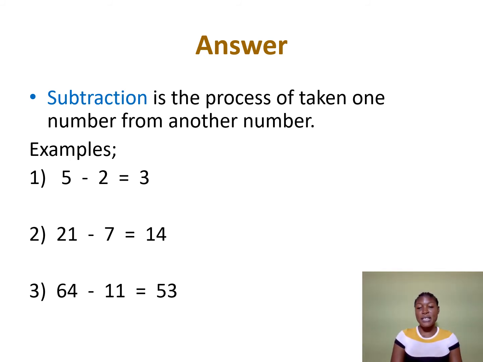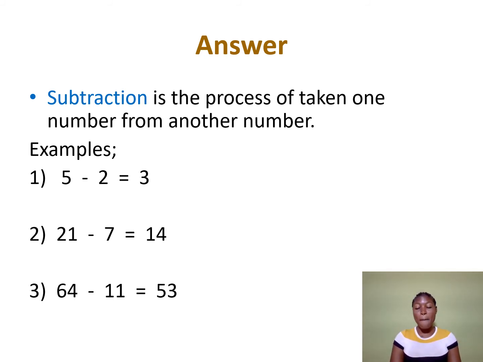Subtraction is the process of taking one number from another number. Or subtraction means taking something out of another. So in case you have 3 oranges and you take 1 out, you have subtracted. The same way if you have 4 boxes and you take 2 out, it simply means that you have subtracted because you've taken some out of the whole. So I hope now you understand this.